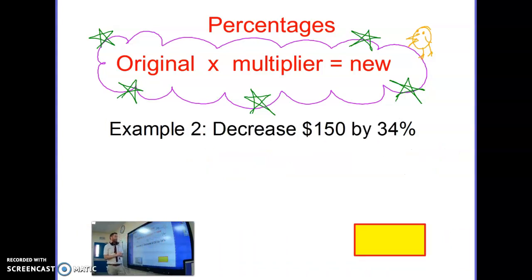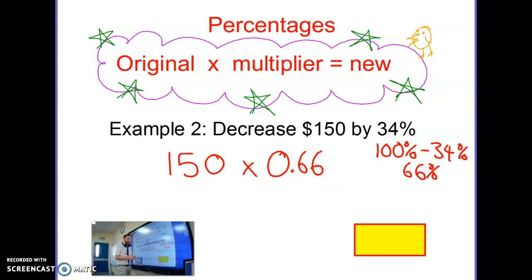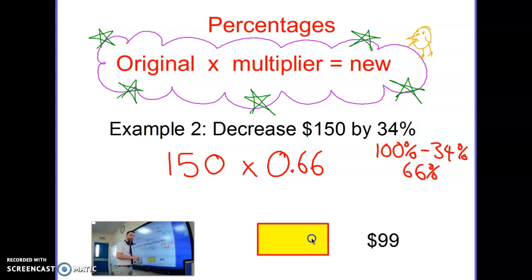Alright, let's have a look at a decrease example now. So if I want to decrease $150 by 34%, what I'm going to do is take the original, which is 150, and multiply it by, to decrease by 34%, I need to do 100% minus 34%, which is 66%. Change that to a decimal, 0.66. Alright, if I type that in, I'm going to decrease 150 by 34%. And that gives me a value of $99. Okay, if you haven't quite understood that, maybe pause, go back and check it again, and take some notes there.